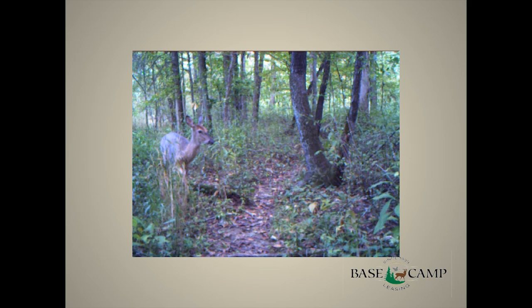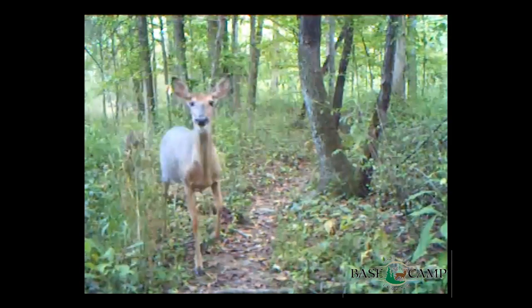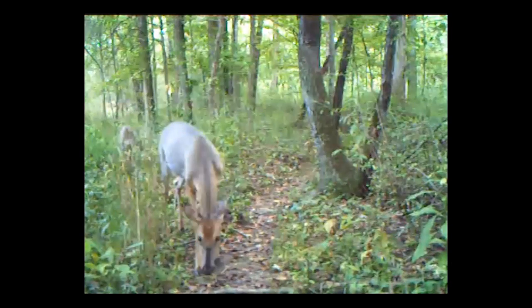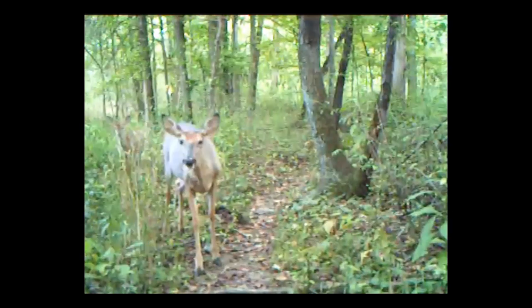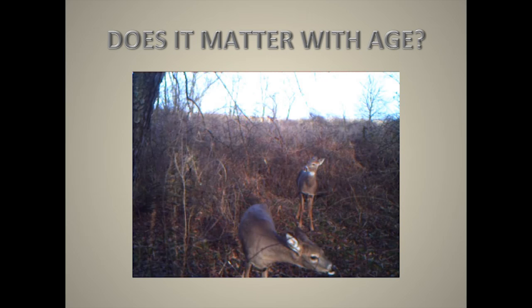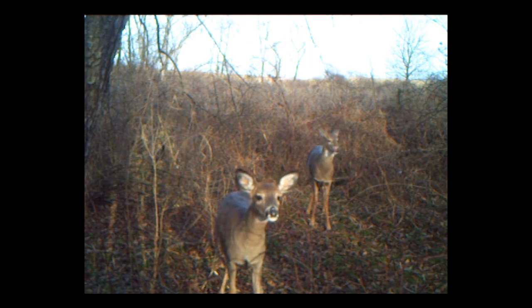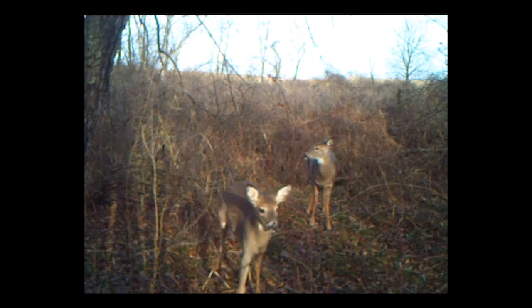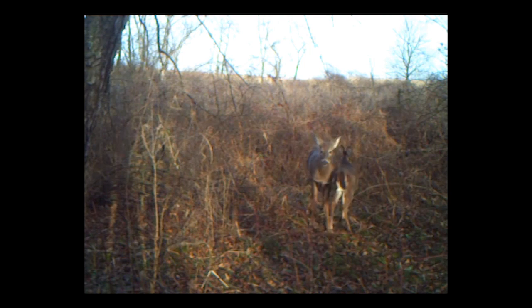Here's another video of a doe. Comes in, sees the camera, does the typical thing that a doe does, gets nervous. Now, this is a negative response. It doesn't matter with age. We put that to the test too. Did it matter what age structure it was that spooked a deer? Here we have a half-year-old doe fawn. Sees the camera, gets nervous. Totally a negative response to the camera.